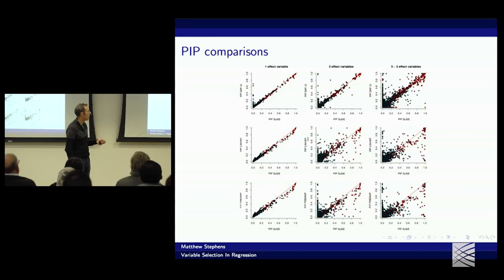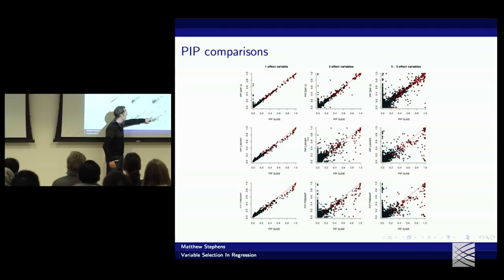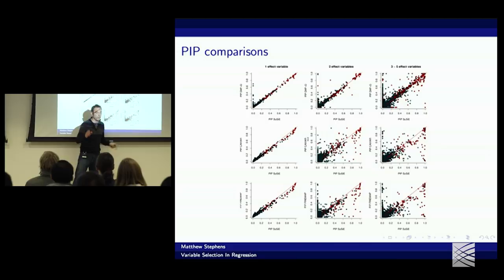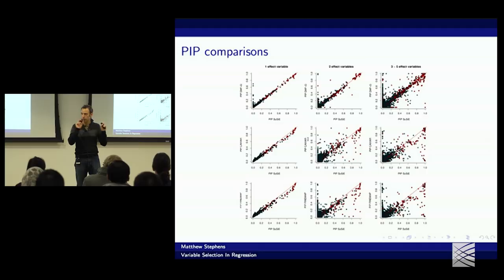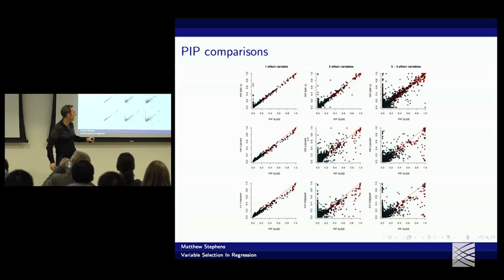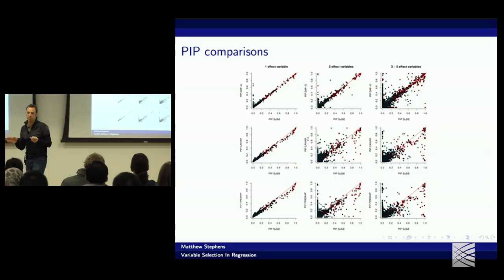But your eye is drawn to things like this, which are variables that one method assigned a high PIP and the other method assigned a small PIP. If you look closely, sorry, I don't think you can see the colors, but all these are black and some of these are red. So what that says is that when things differ between the two methods, the high SuSiE PIPs, low other, tend to be the actual simulated causal SNPs, and the other way around often is non-causal SNPs. So this might be a modeling difference, but I suspect it's not. I suspect it's a failure of the stochastic search to adequately explore.